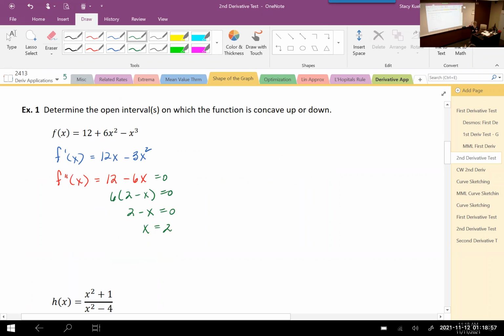That's the critical value for the second derivative, right? The derivative exists, and that's where the second derivative is equal to 0. So just like before, we're going to test values around that critical value. If I have 2 here, we're going to test whether the second derivative is positive to the left of 2, and whether it is negative to the right of 2. Opposite sides, right?